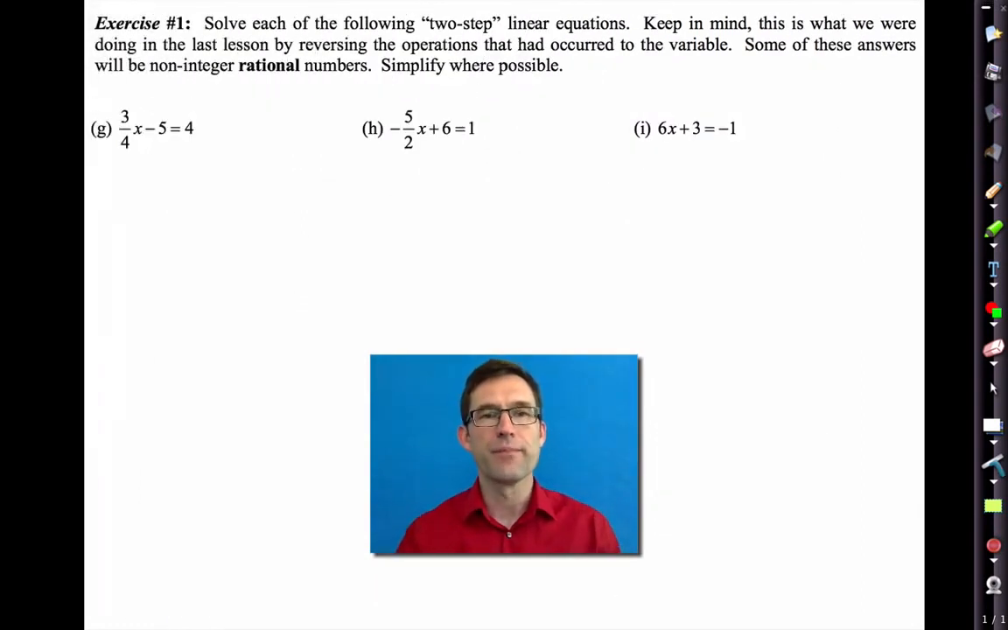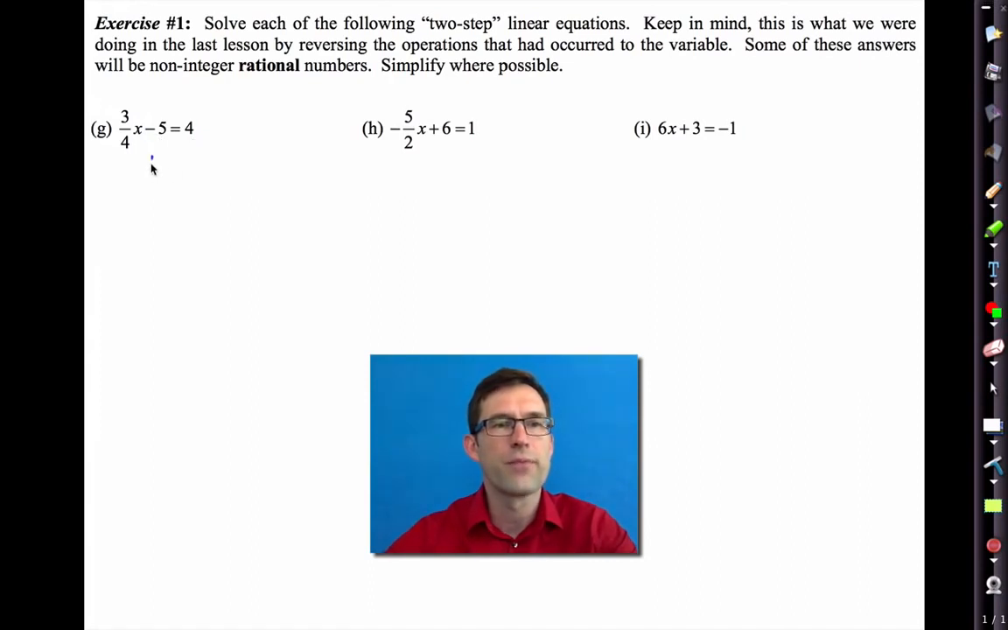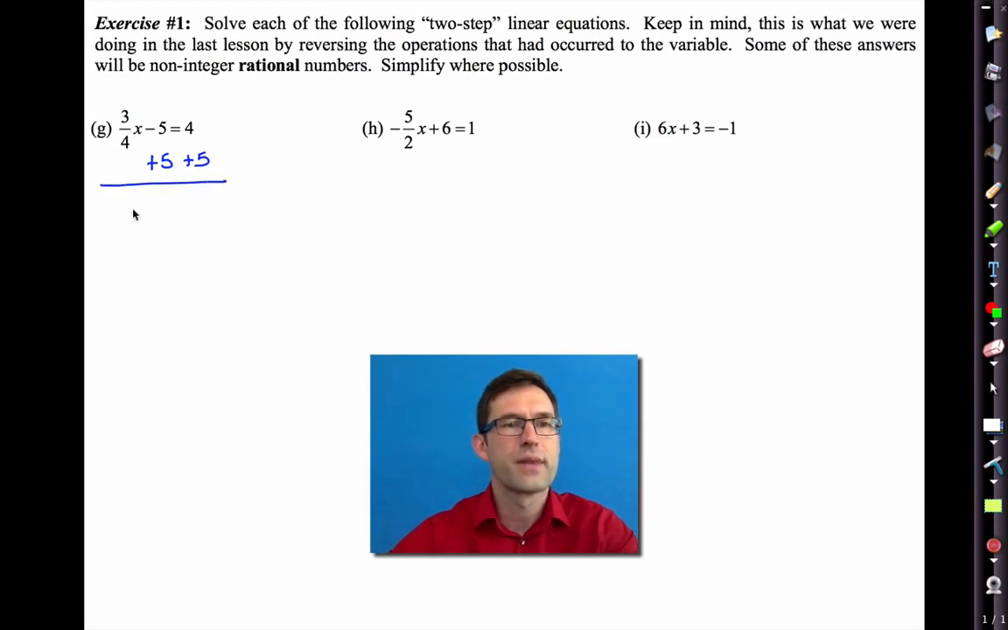All right, let's do another one. Oh, fractions. All right, let's work G together, and then we'll have you do H and I on your own. So what have we done here? We've taken x, multiplied it by 3/4, then subtracted 5, and gotten 4. So we're going to add 5 to both sides, and we're going to get 3/4 x equals 9.